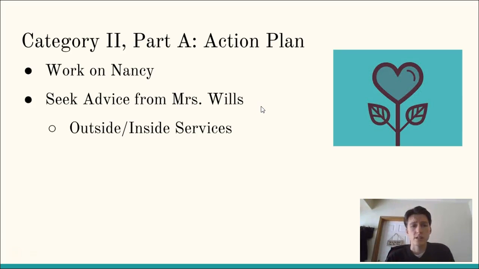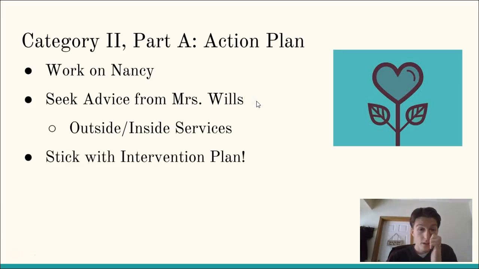I'm sure that's somebody you could talk to who would be aware of any outside or inside services that the family or Carl could be seeing to get this additional emotional support and help. Also stick with the intervention plan, because there is an intervention plan. I think that was already a great way to resolve this issue, to come up with an intervention plan. So I would say stick with that. It seems like that's something that could work, and it's something that's available.